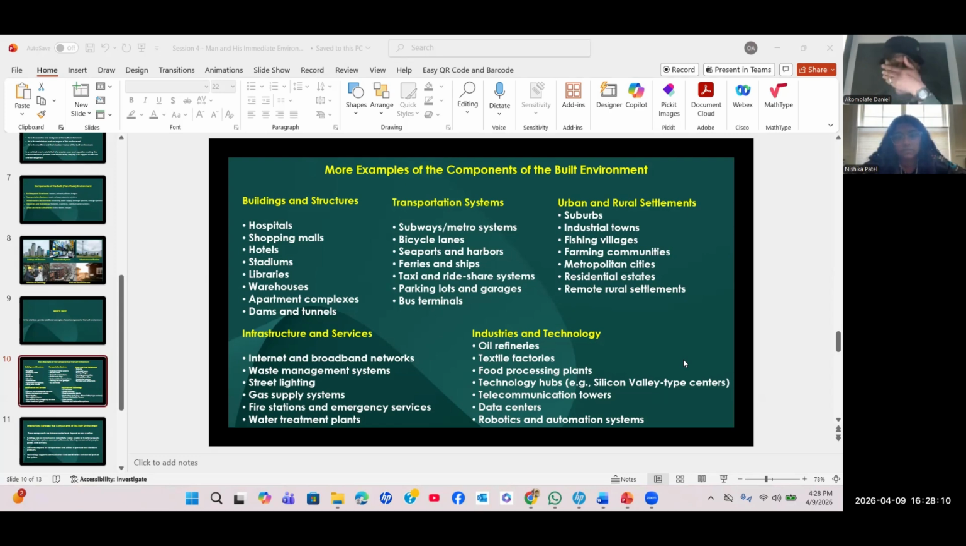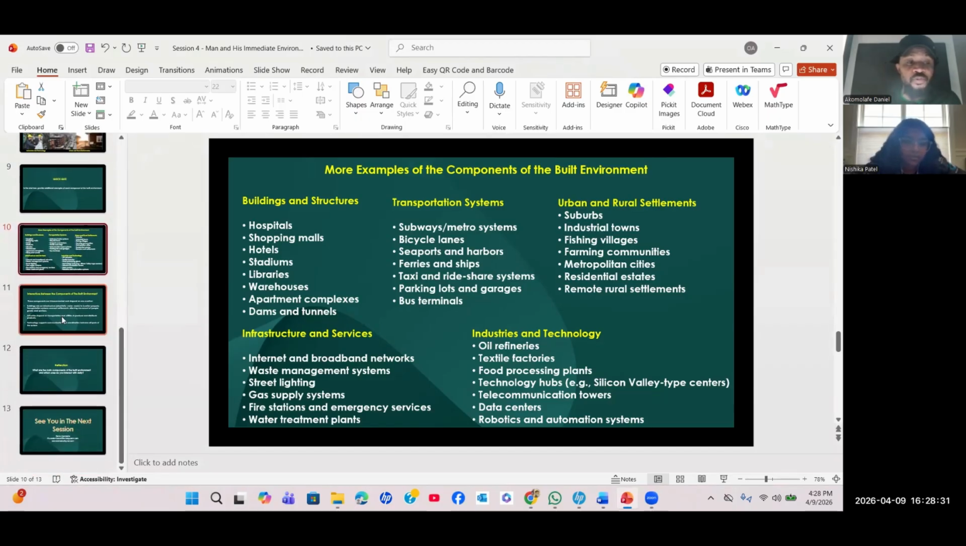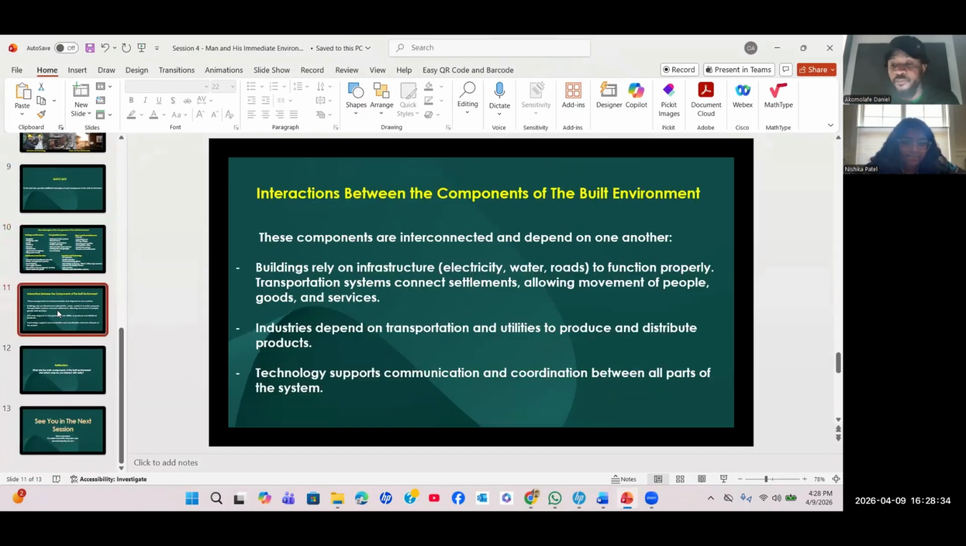Do you understand? So I want you to look at most of these examples. I can mail some of the examples to you so that you can go through them, so that in our last session, you'll be able to understand more about the components of the built environment and the examples. So quickly, we'll look at the second to the last slide, and then we'll be rounding up for today.